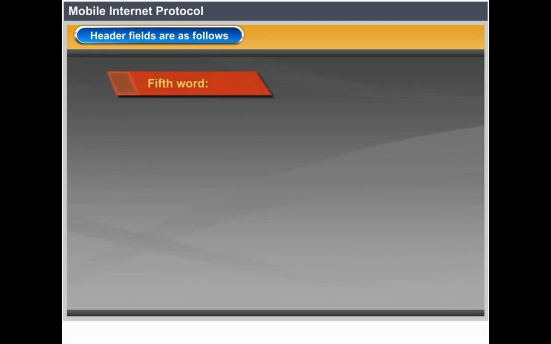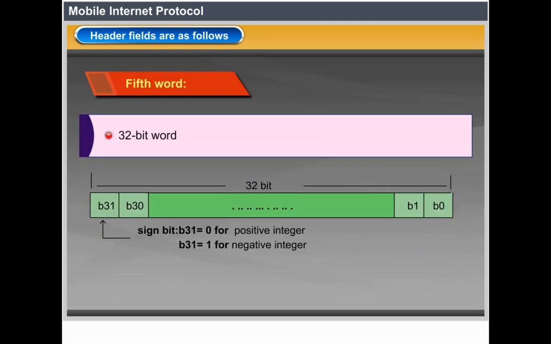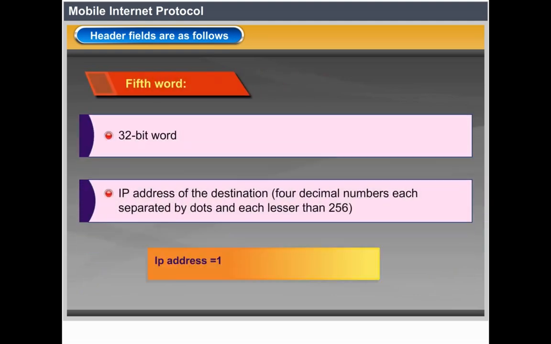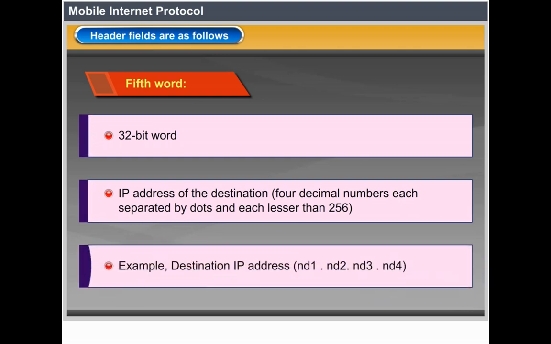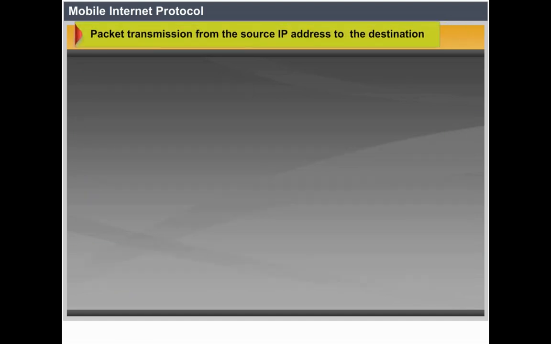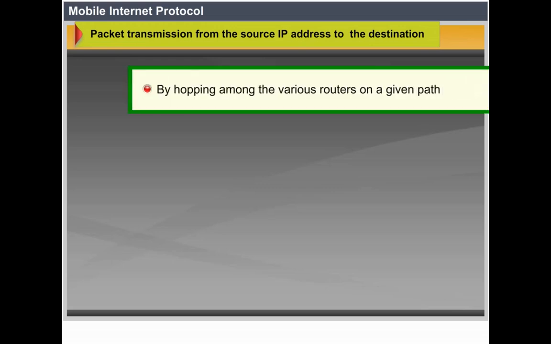ns1.ns2.ns3.ns4. Fifth word: 32-bit word. IP address of the destination. 4 decimal numbers, each separated by dots and each lesser than 256. Example: destination IP address nd1.nd2.nd3.nd4.